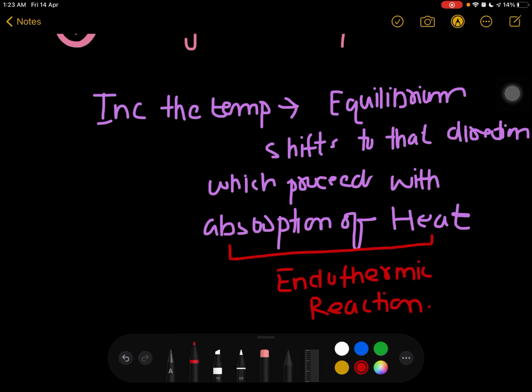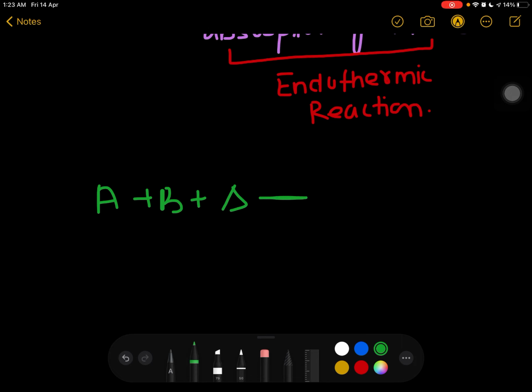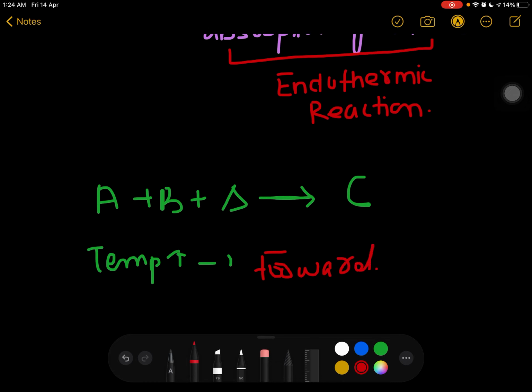So if we increase the temperature, the reaction will change to the direction where the endothermic reaction takes place. For example, we have A plus B plus heat, and it makes C. If I increase the temperature, obviously the equilibrium will be disturbed. According to the rule, it should proceed in the direction where the endothermic reaction takes place. As you can see, that is the forward direction. So here the answer will be forward.